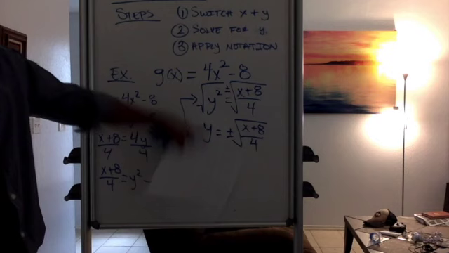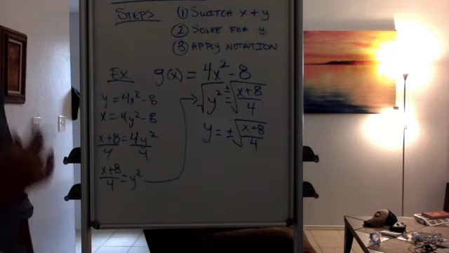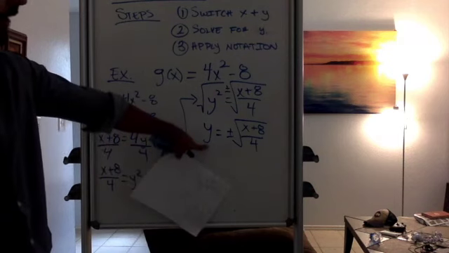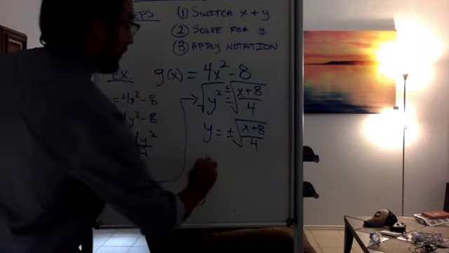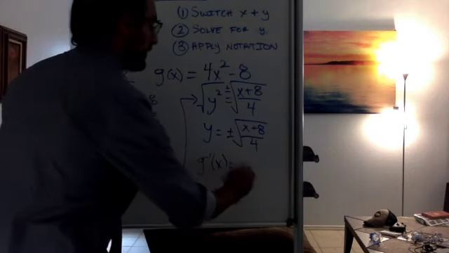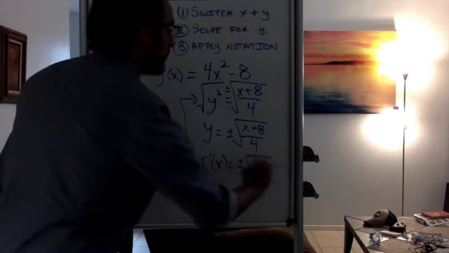So I solve for y, that's step 2, check. The third step, I don't want to forget to go ahead and change my notation. So I'm going to rewrite y as the inverse of g. So g inverse of x equals, and then just copying the rest down.